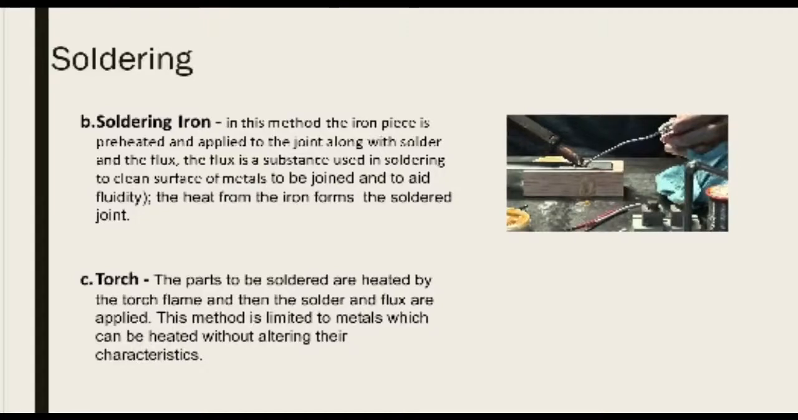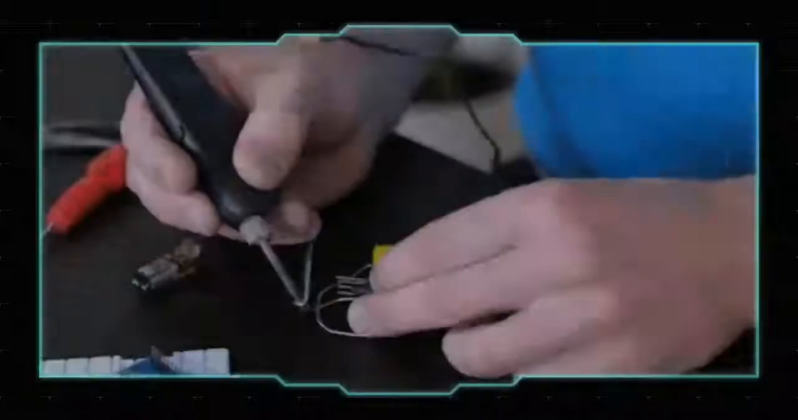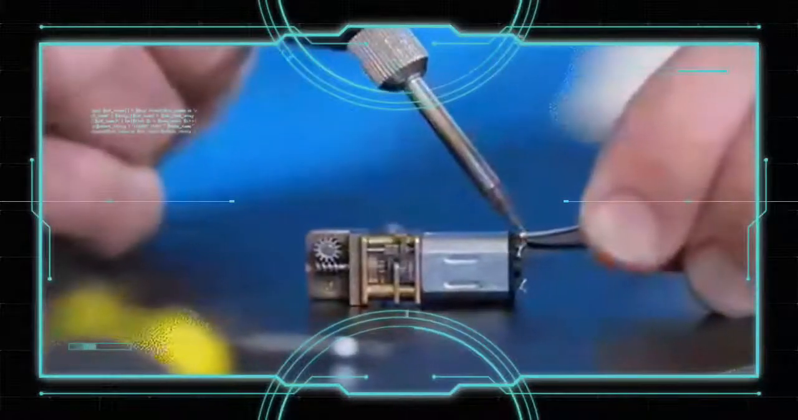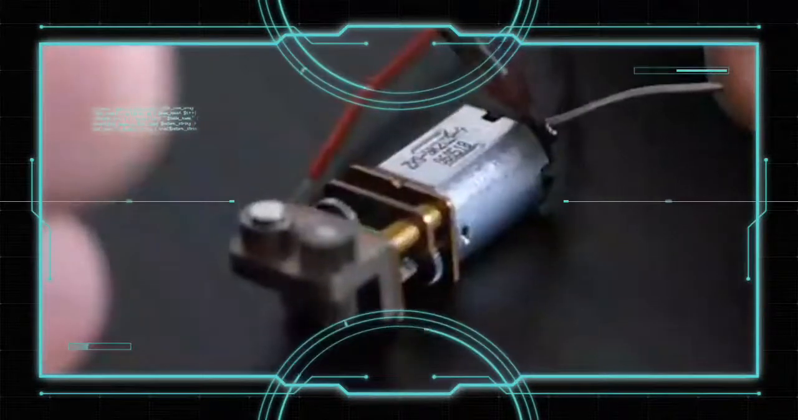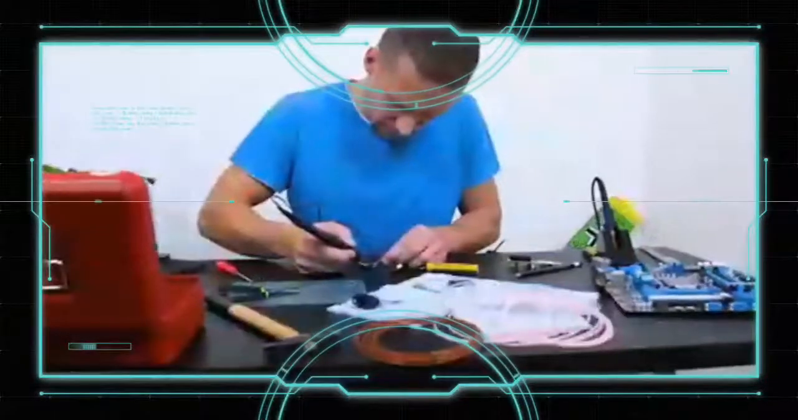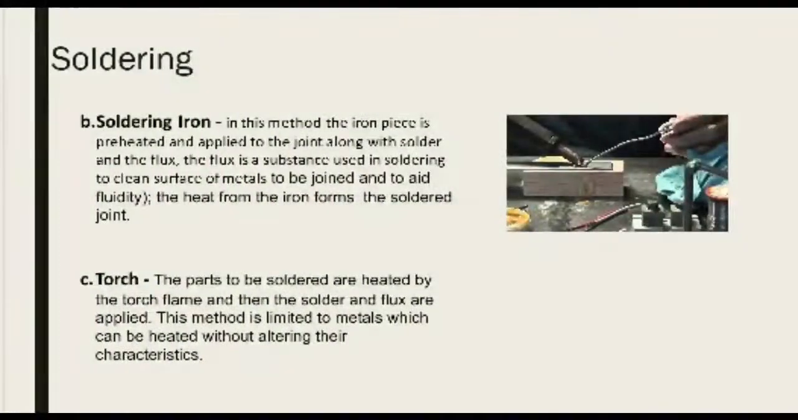We have also soldering iron and torch. In the soldering iron method, the iron piece is preheated and applied to the joint along with the solder and the flux. The flux is a substance used in soldering to clean surfaces such as metals. So we have also the torch. The parts to be soldered are preheated by a torch flame and then the solder and flux are applied.